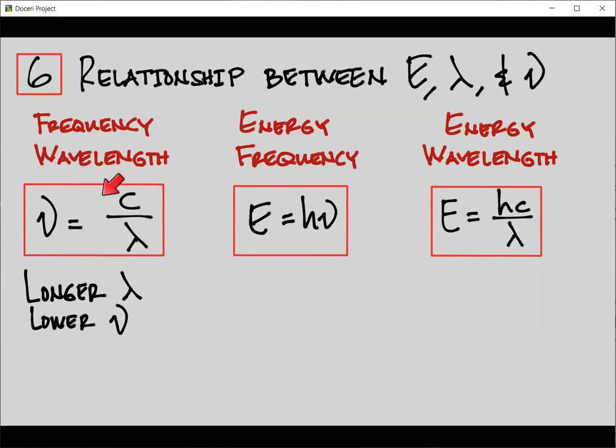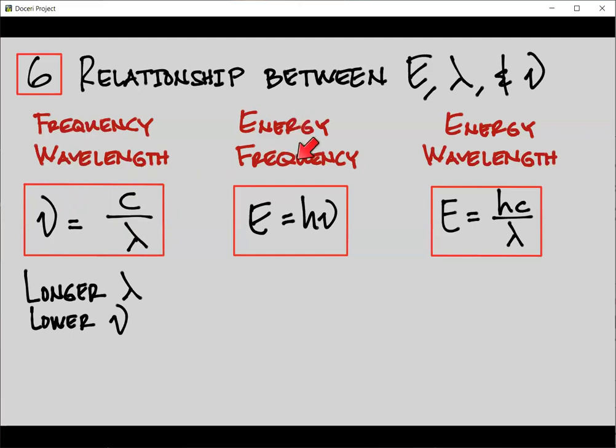So looking at frequency and wavelength here, the higher the wavelength number is, the lower the frequency is, because you're dividing the speed of light by a larger number. So the longer the wavelength, the lower the frequency. The shorter the wavelength, the greater the frequency, because now you're dividing the speed of light by a shorter wavelength. So that would increase the frequency. That's how frequency and wavelength are related.